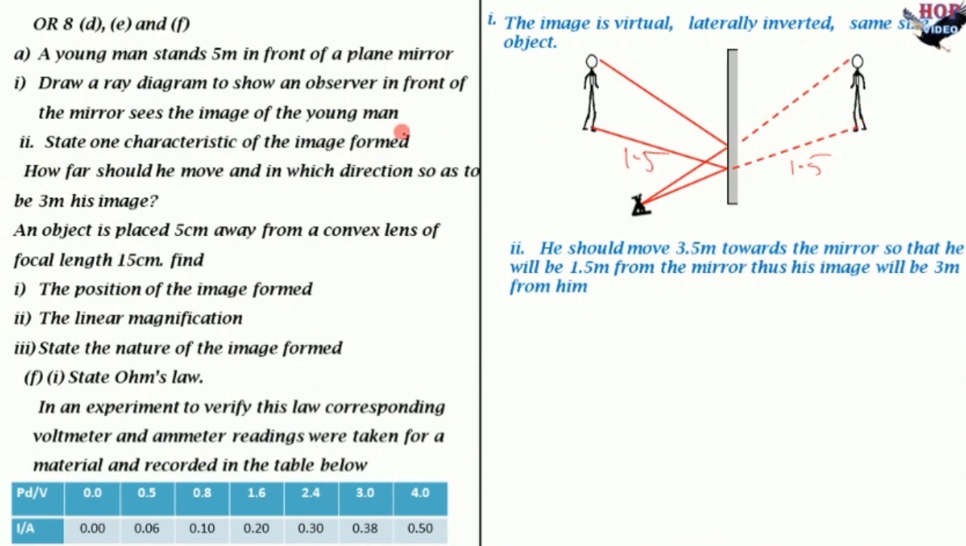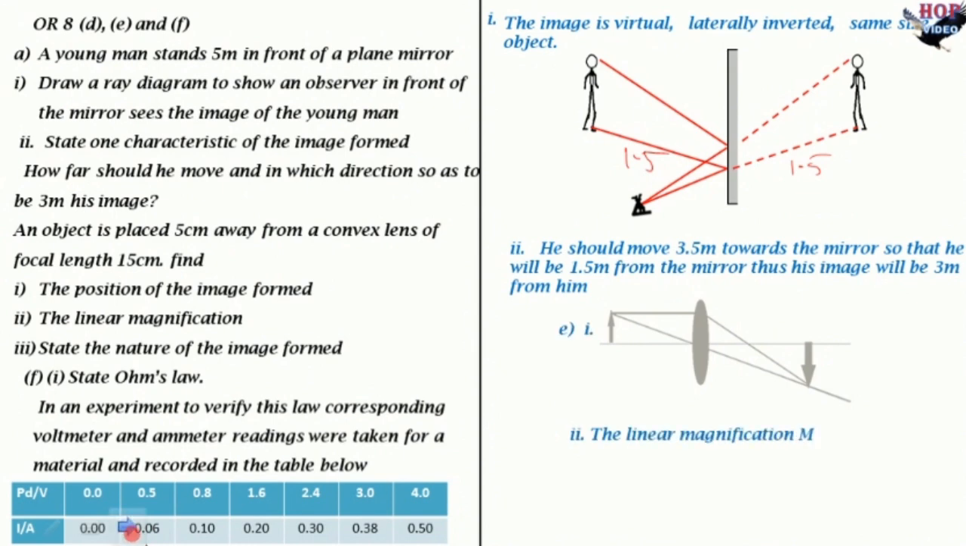So, if he was 5 meters away, he has to move 3.5 meters closer to the mirror such that the distance left between him and the mirror is now 1.5. Now, they want us to find the position of the image. The image should be formed at this point. This is the object. The image should be formed here. And the position of the image is simply taking u, which is the distance from the object, minus f, which is the focal length. So magnification is 0.5.